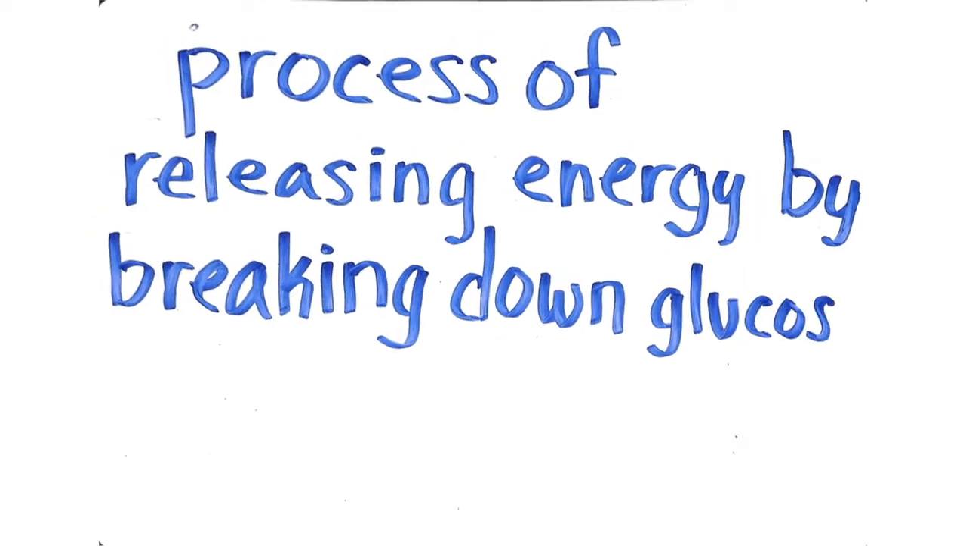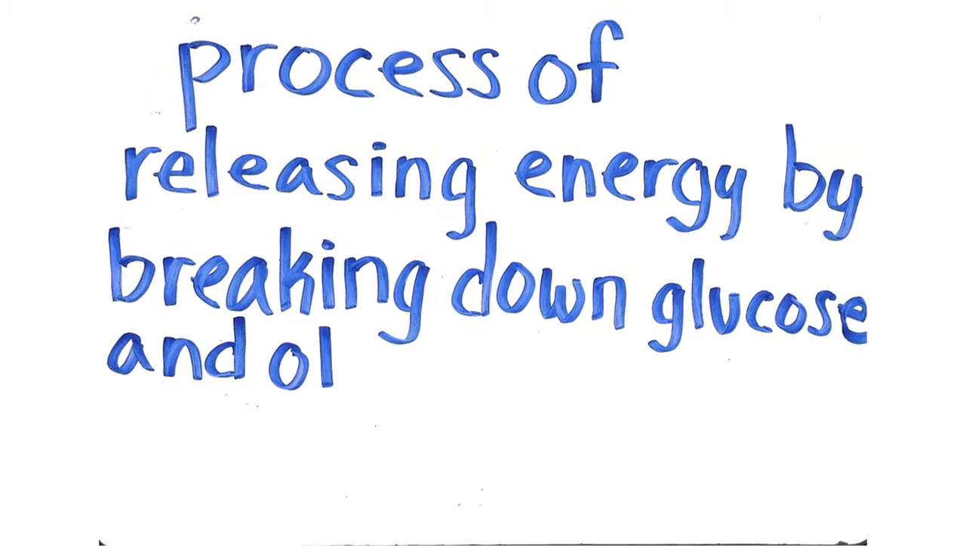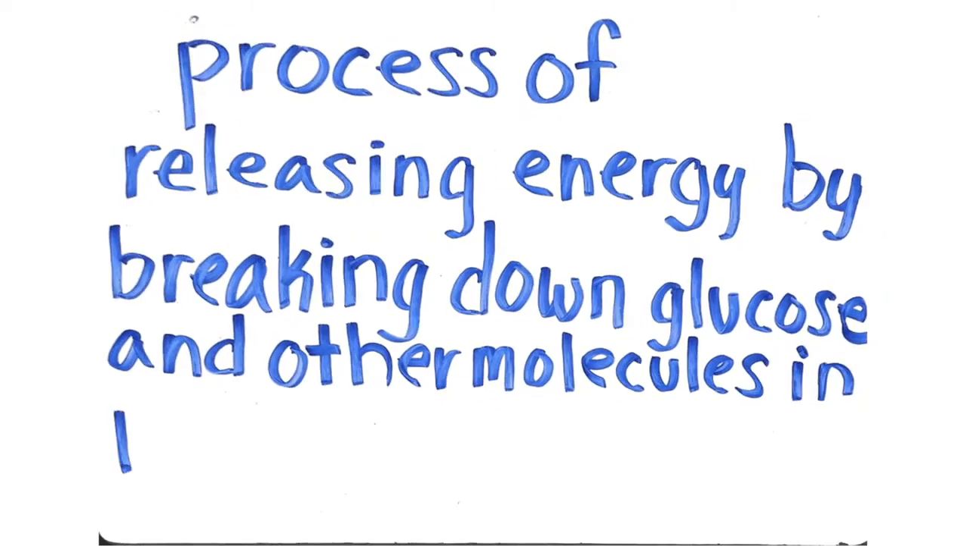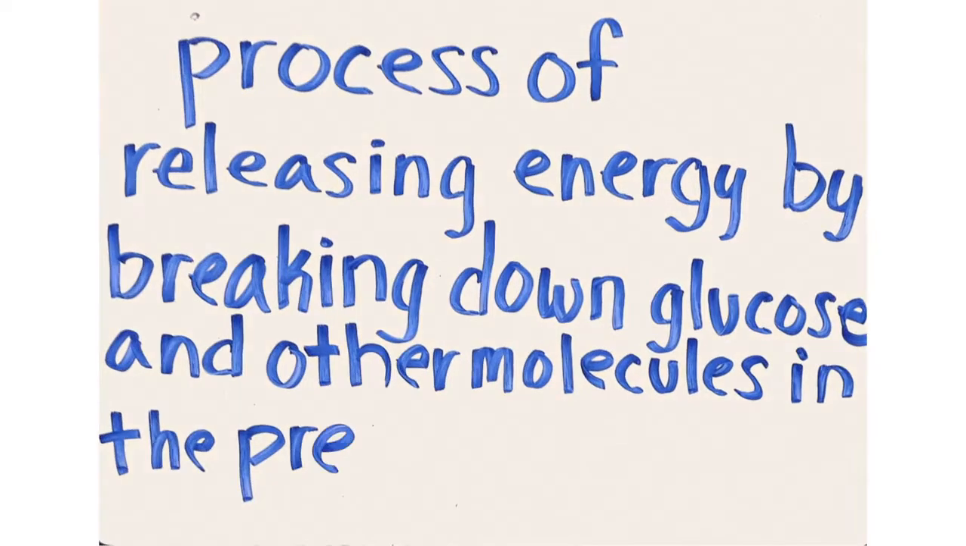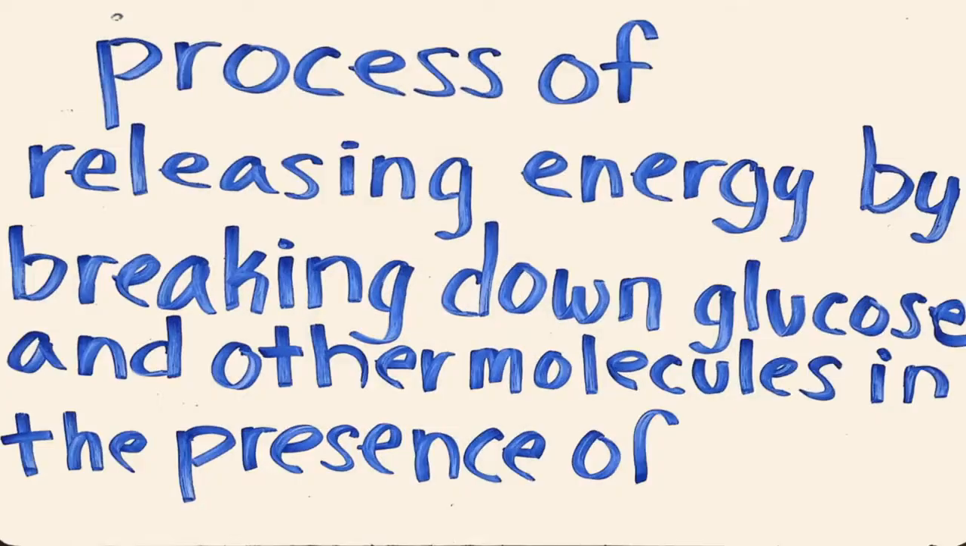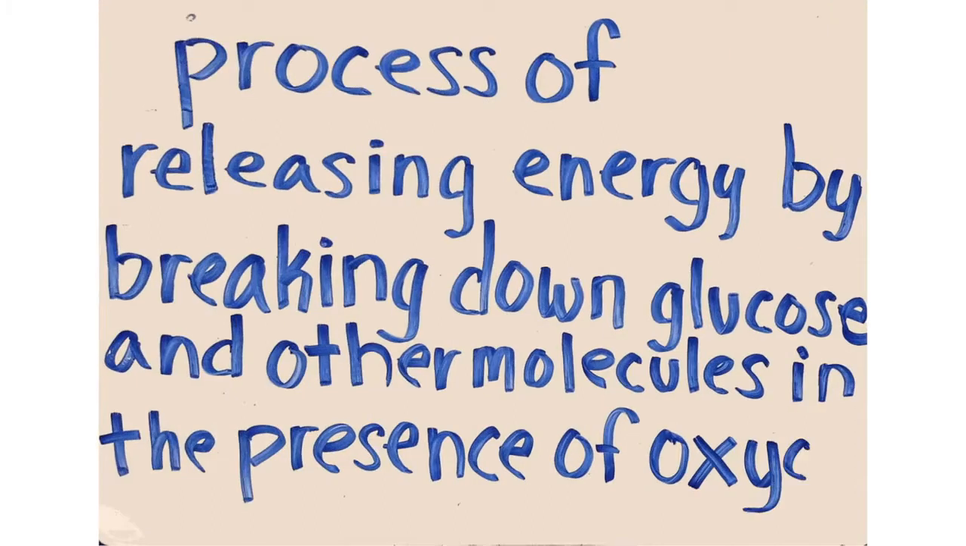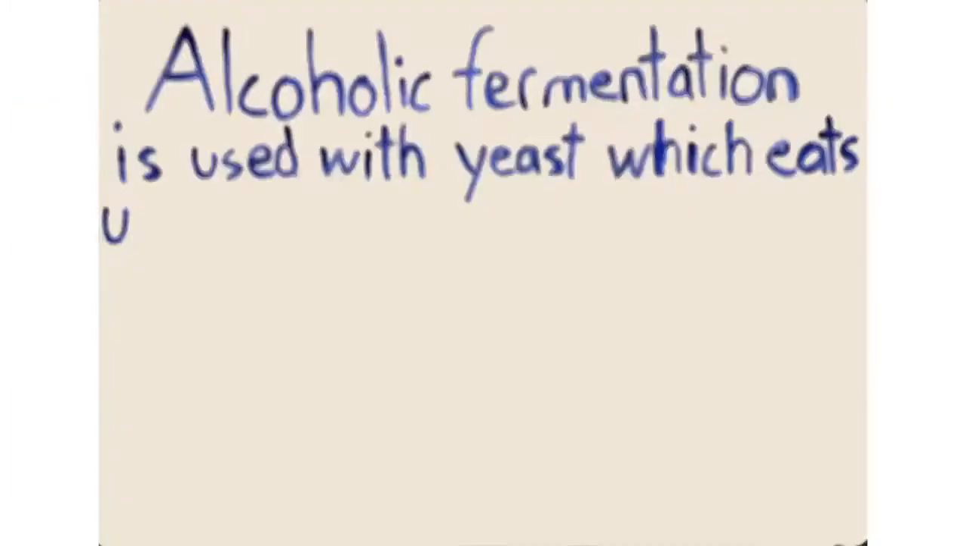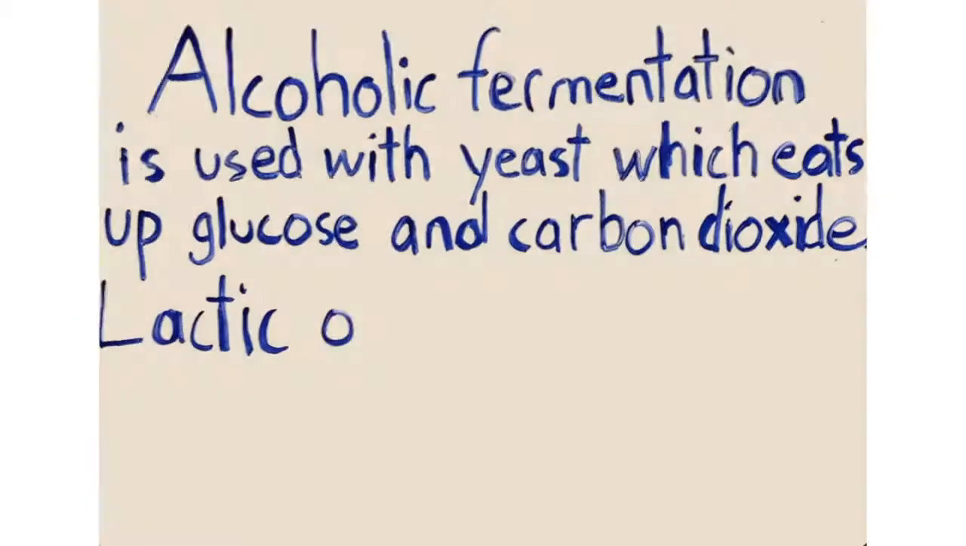An example of an anaerobic process is fermentation. Fermentation occurs as energy from food is released in the absence of oxygen. There are two types of fermentation: lactic acid fermentation and alcoholic fermentation. Alcoholic fermentation is used with yeast, which eats up glucose and produces alcohol and carbon dioxide. Lactic acid fermentation is when glucose is converted into lactic acid.